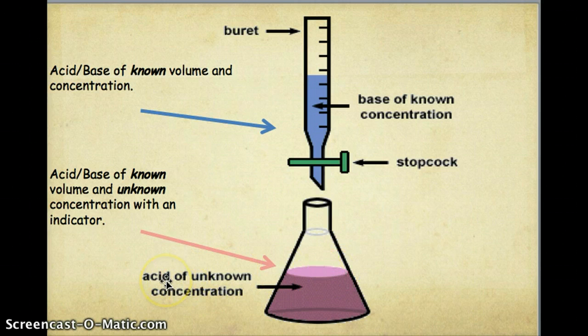So we do not know the concentration of this acid, but we do know the volume because you can measure it using the flask. Okay, the flask has little lines and it tells you the volume. This base right here, you know the volume because it's shown by the little lines, and you know the concentration because you could just look at the bottle. Look at the bottle, it'll tell you the concentration, and look here and it'll tell you the volume. We don't know the concentration here, but we do know the volume.